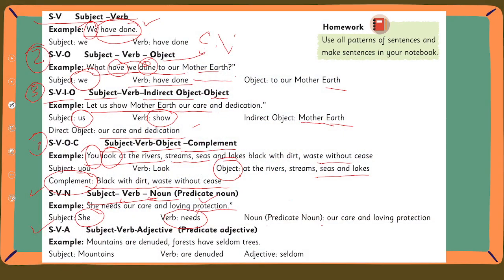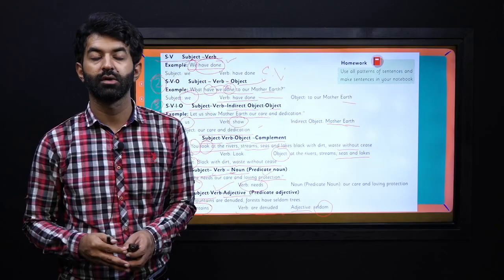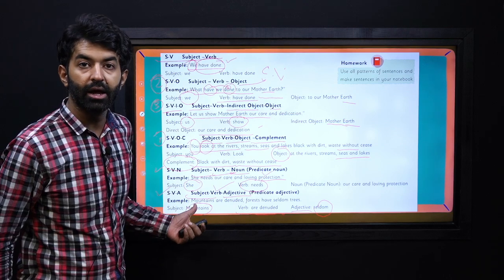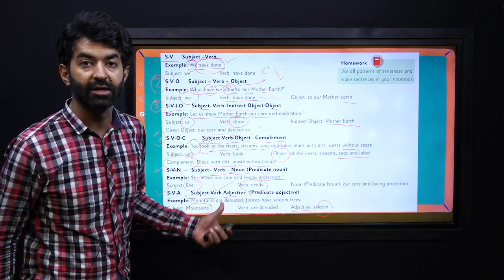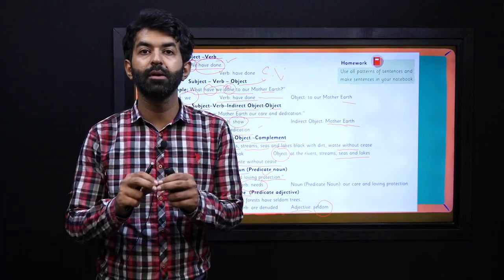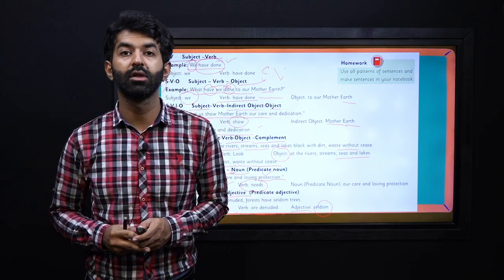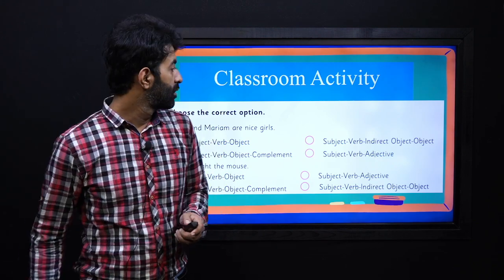Next one, we have our subject, verb, and adjective. Subject is mountains, the verb is actually denuded, and then we have seldom, which shows us quality of our subject. So this is an example of your SVA, subject, verb, and adjective. And adjective will serve as the predicate. It will serve as the rest of the sentence and it is directly linked with our subject.